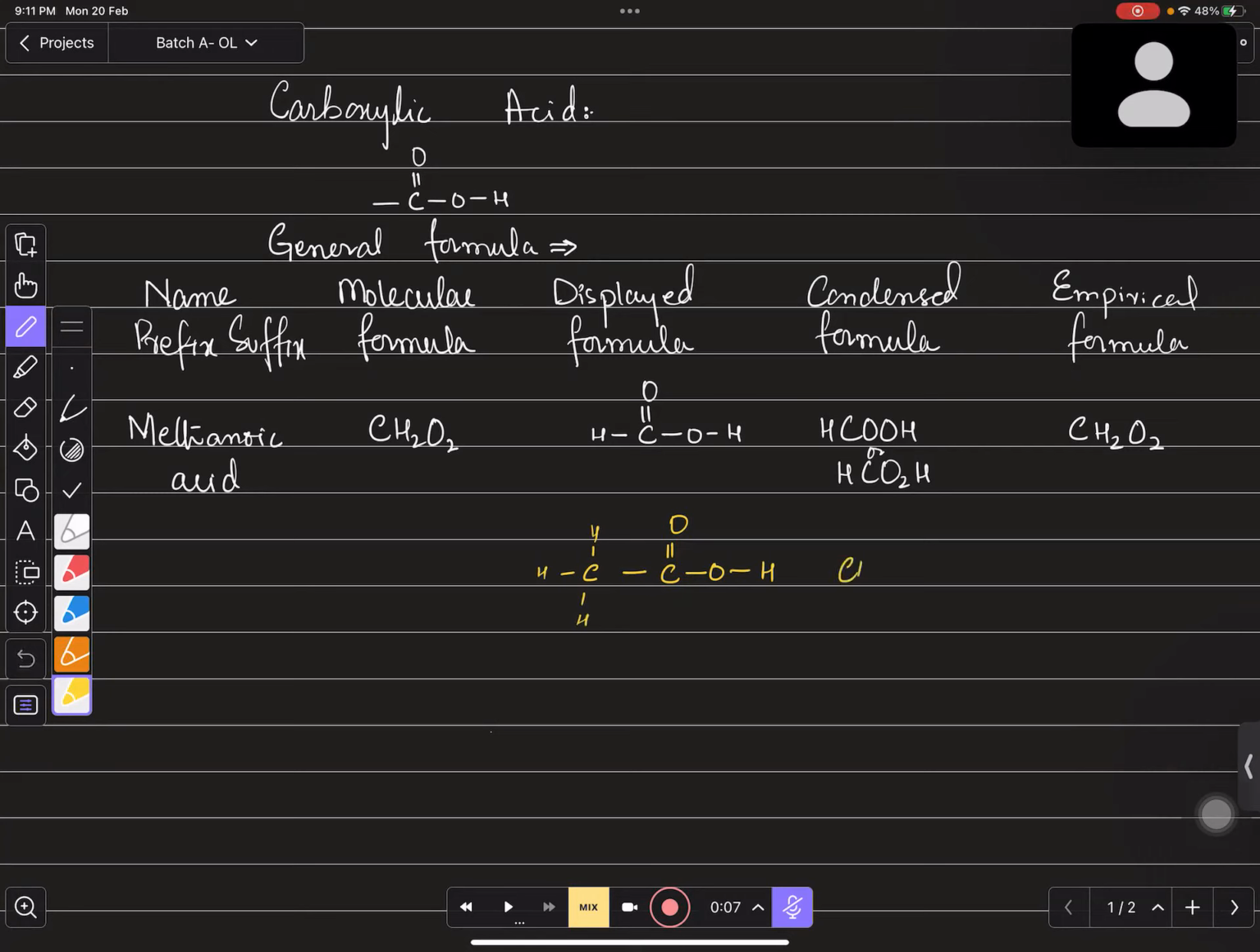So the condensed formula would be CH3CO2H, and for the empirical formula, you can see now, 2 carbons over here, 4 hydrogens over here, and 2 oxygens. So the empirical formula would be CH2O. So the simplest ratio is CH2O, right? And the name of this compound is ethanoic acid. It is ethanoic acid. So, kids, can you please tell me what should be the general formula of this family? What should be the general formula of this family?